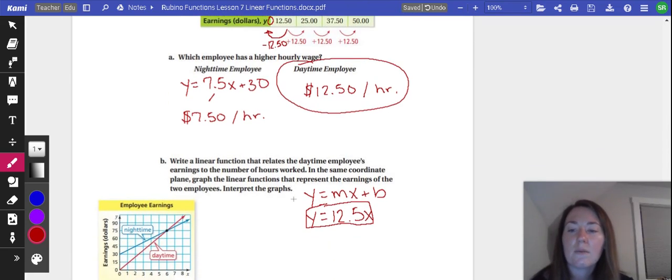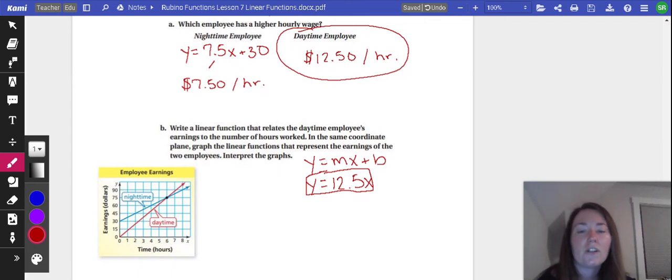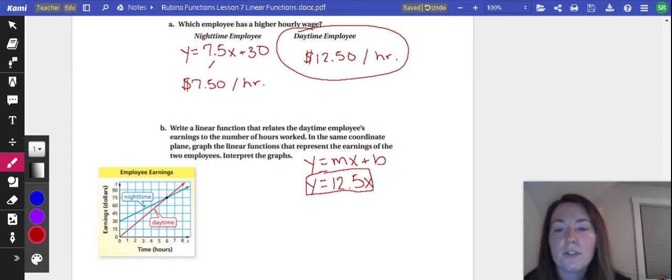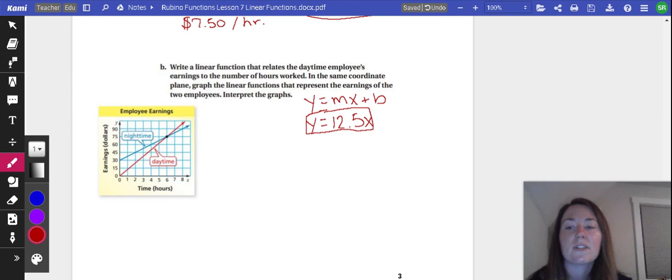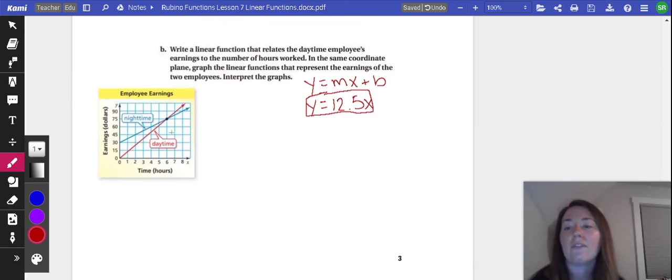All right, there is another part to this. It says, in the same coordinate plane, graph the linear functions that represent the earnings of the two employees and interpret the graphs. Okay, so these are already graphed to the side here. We see the graph for the nighttime employee and the graph for the daytime employee. All right, so these are both of the equations that we wrote on the same graph together. Now we're going to take a look at this and interpret the graphs. There's that word interpret again. So explain what these graphs show in real world context.